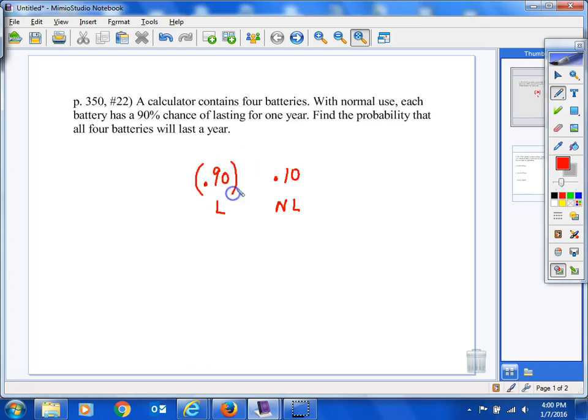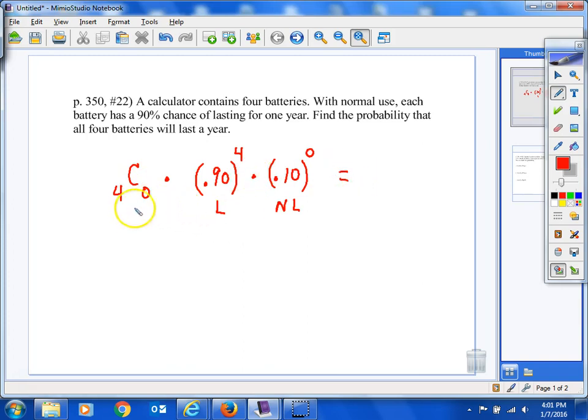Well, I'm going to go to the percentage probability that a battery will last, and I'm going to raise it to the 4th power because it says, what if all 4 last a year? Which means this not last probability will be raised to the 0. I only have 4 batteries, so those 2 exponents should total the 4 batteries that I have. And my combination factor will be 4C0. Don't forget this. Whatever the second exponent is will match the second number in your combination factor.